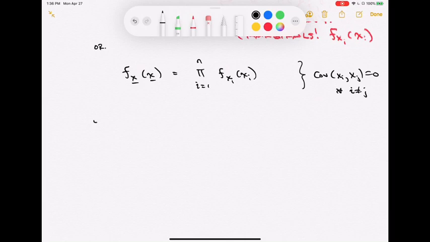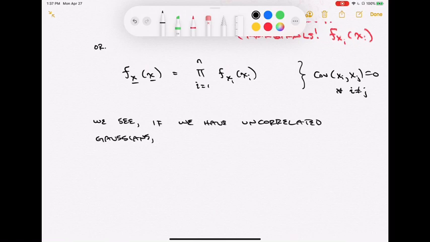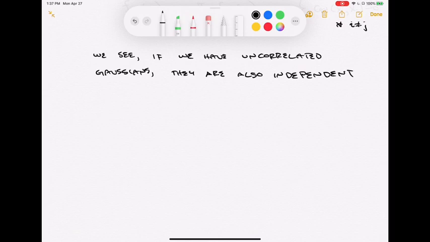So we see that if we have uncorrelated Gaussians, they are also independent. This is not a common kind of result. Most distributions would not have this. Being uncorrelated isn't enough to give you independence in most distribution cases, but with the Gaussian it is.